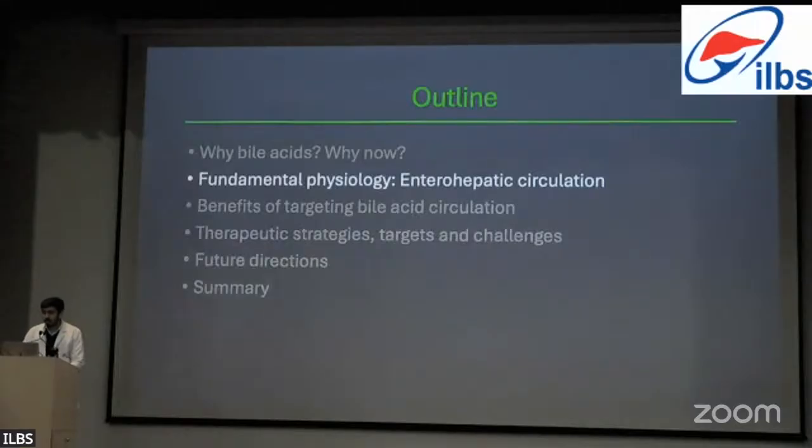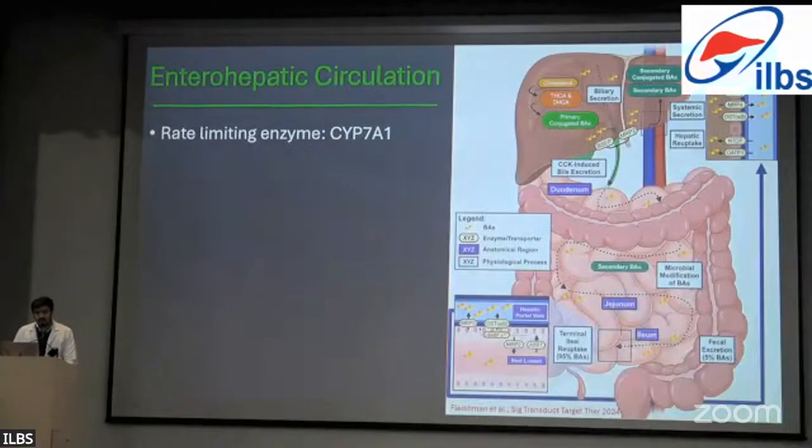So what is the enterohepatic circulation? You have cholesterol, which is present in the liver, and from this cholesterol there is formation of bile acids through the rate-limiting enzyme CYP7A1. These bile acids, once they are formed, are conjugated with either glycine or taurine. These primary bile acids include cholic acid and chenodeoxycholic acid. These are amphipathic molecules which have a detergent effect. They have both a hydrophilic and a hydrophobic component.